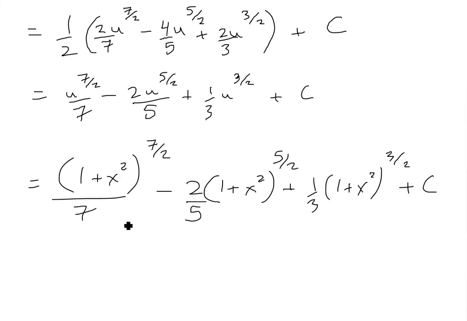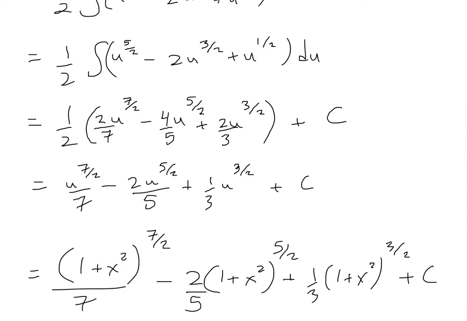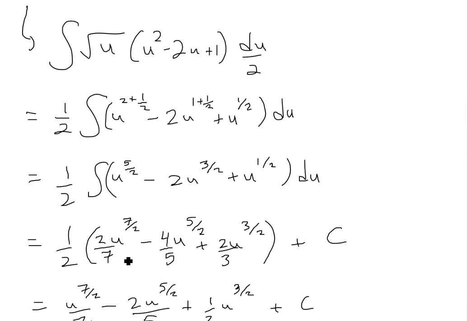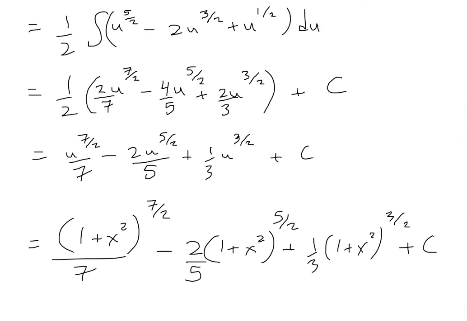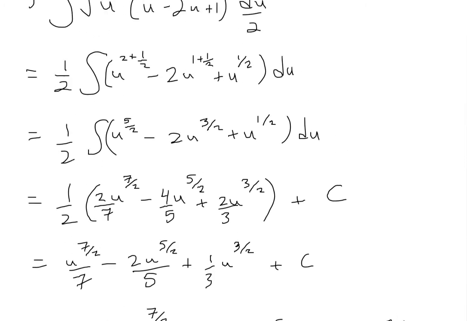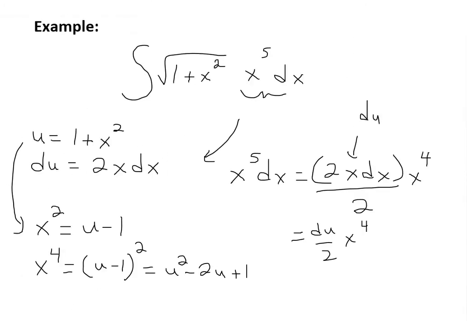And we could always double check by taking the derivative, and that's a good way to check it. I'm not going to do it right here, it's just a bit more tedious, but you could check it for yourself, and you should get back to this one here, which is the square root of 1 plus x squared times x to the power of 5.